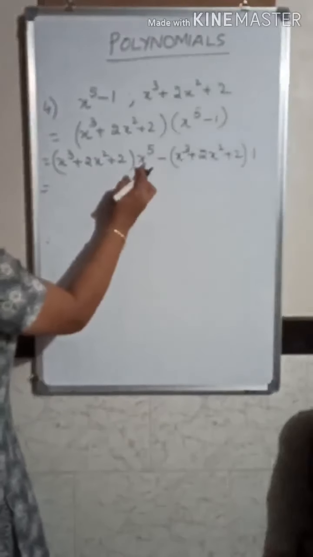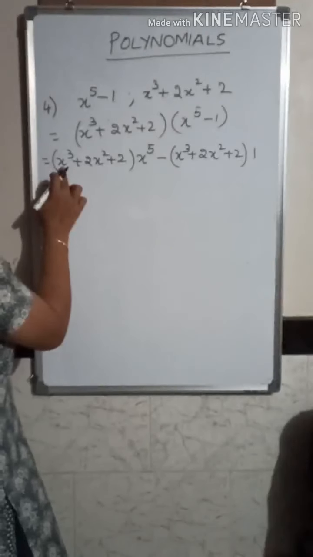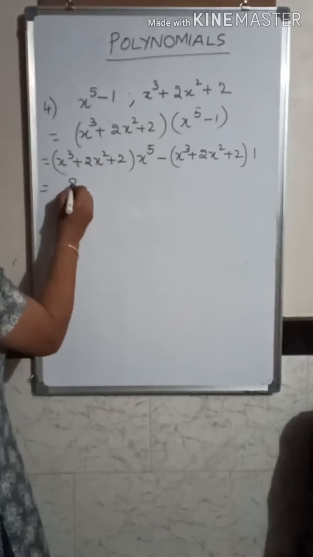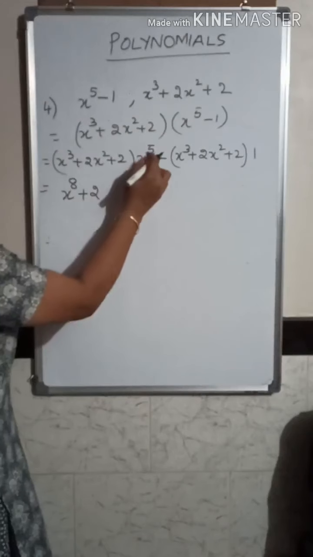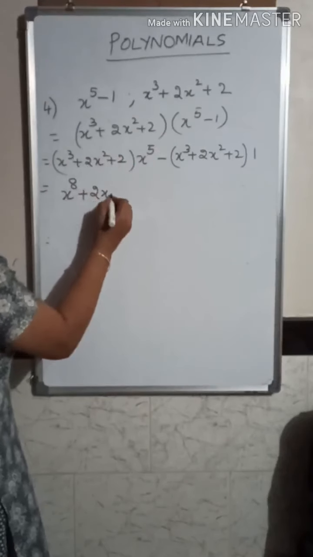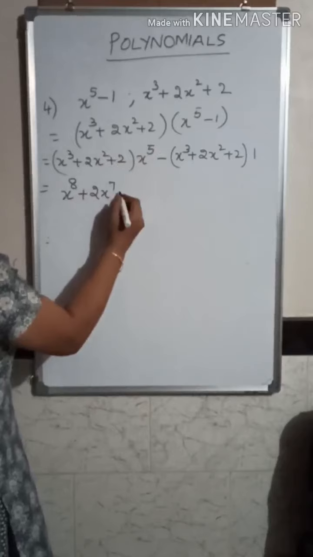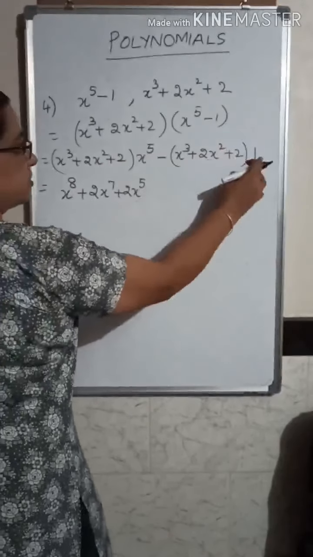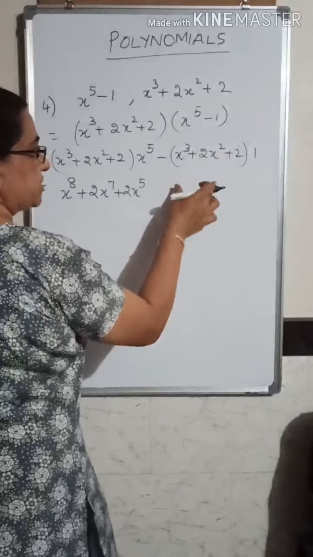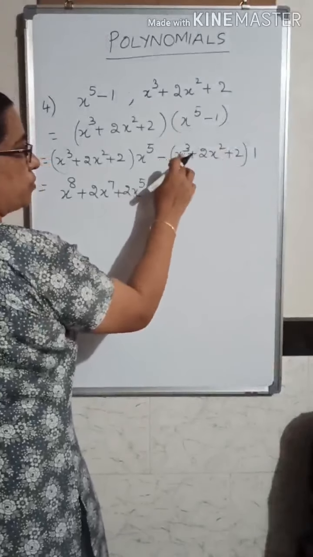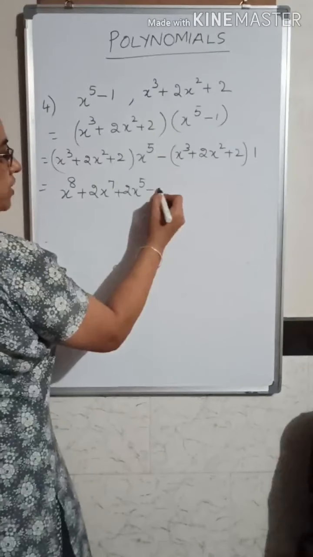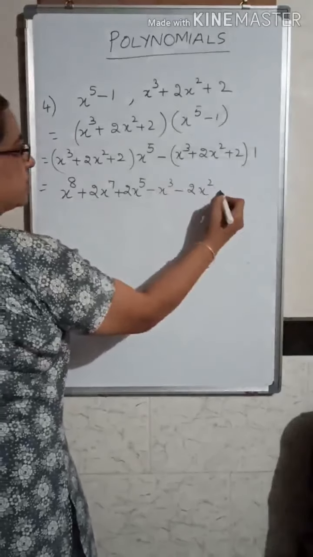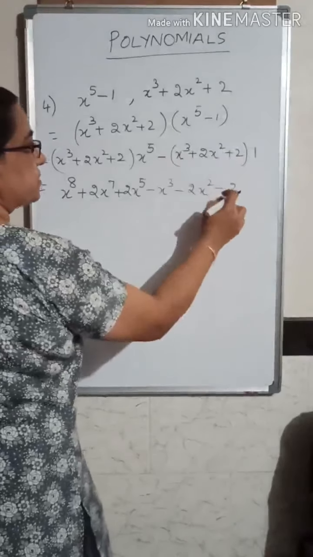So now this will be x to the power of 5 into x to the power of 3. Bases are same, you have to add the powers, so you will get x to the power of 8, plus 2 into 5 plus 2 is 7, x to the power of 7. Then you have got 2x to the power of 5. Since you're multiplying by 1, you will get the same expression, only thing you have to open the bracket with a minus sign. So you will get minus x cube minus 2x square minus 2, plus into minus is minus.